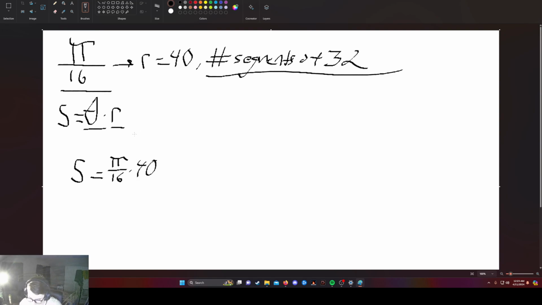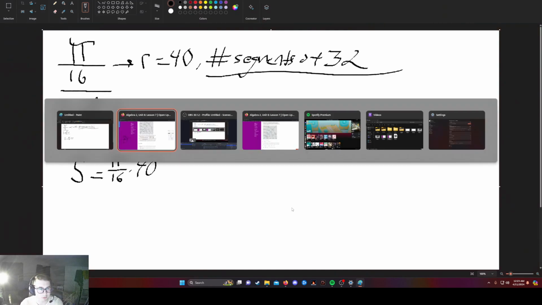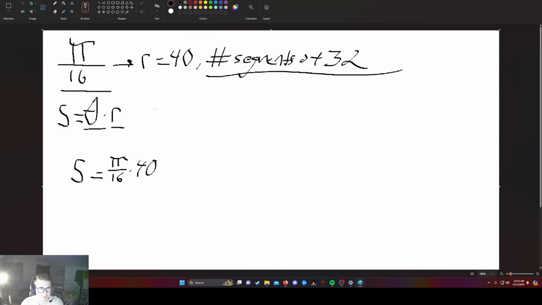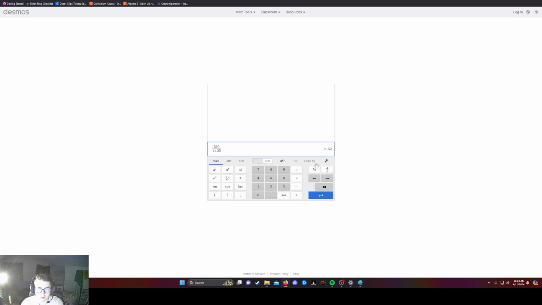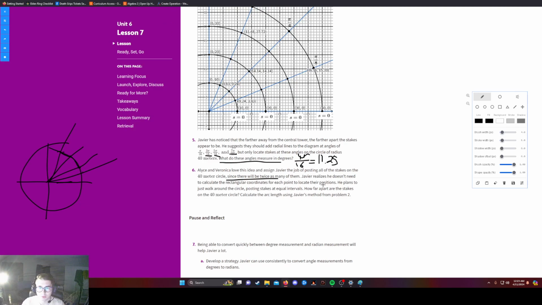Do I have that down, or do I need to run to my calculator and do it? Okay, let's go to the calculator and double check this, because I think practice is good. So pi over 16 times 40. 7.85, and more precisely 7.854. So that is the distance between each stake.